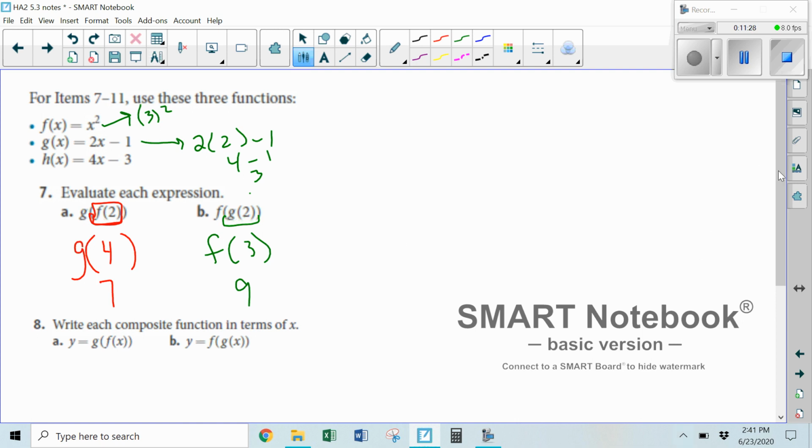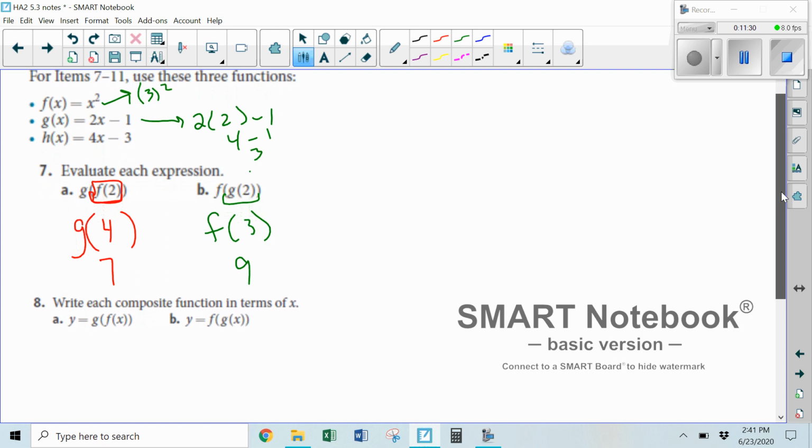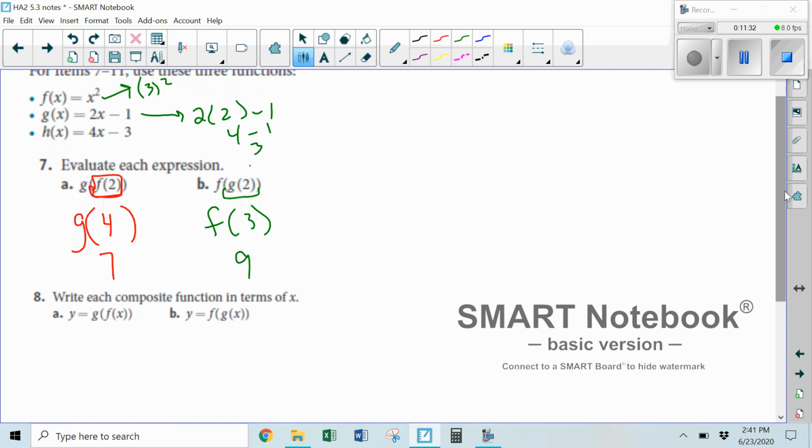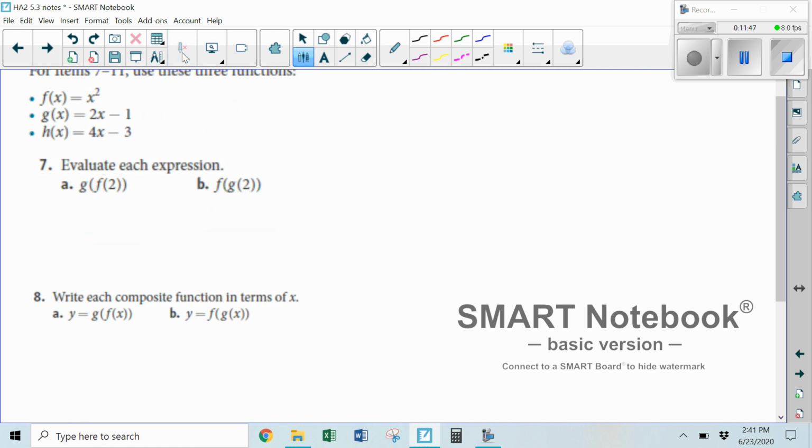Okay, there's a little difference here between question 7 and question 8. Question 7 is f of g of 2, where there's a number we're plugging in. Here we're not plugging in a number, we're plugging in the function without a number. So let's show you how that's different. And number 8 is going to be a little bit like number 6.